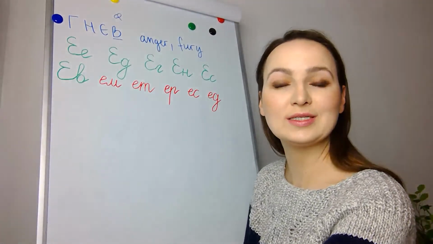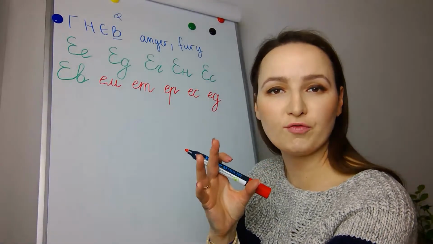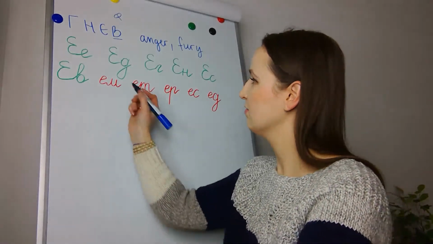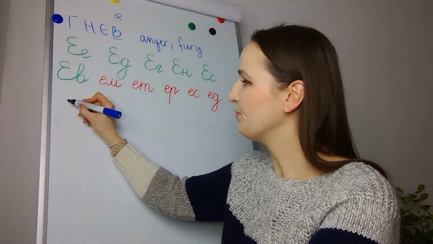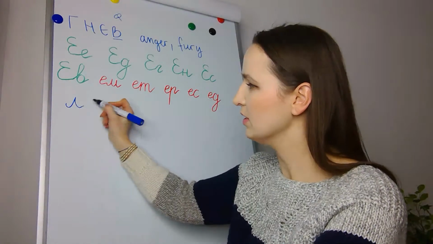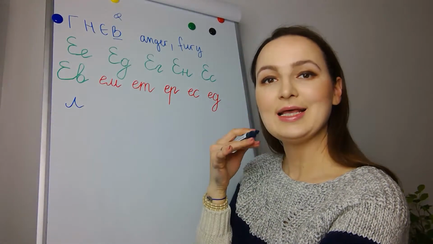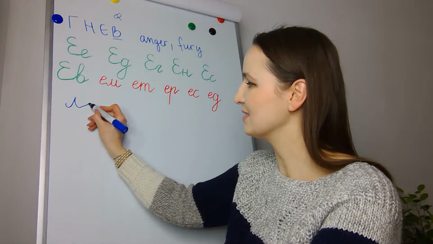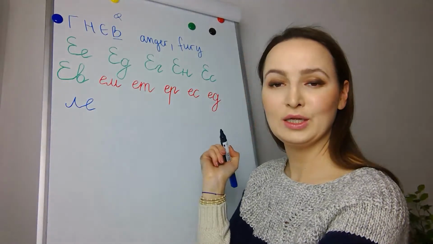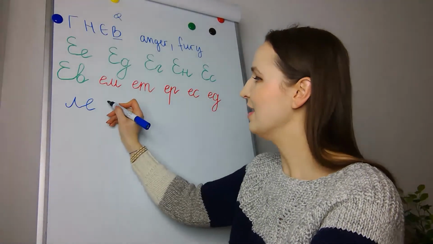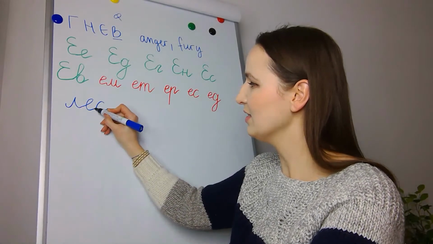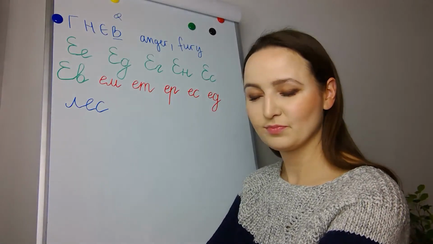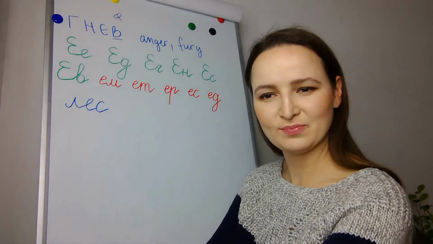And now let's write some words containing ye letter. For example, the word лес, which means a forest. Давайте напишем синим фломастером. Лес. L. Very easy. L. Connected with ye. Le. A forest. Les. And the very easy s letter. Лес. Like this. A forest.